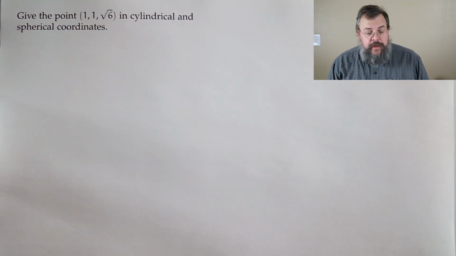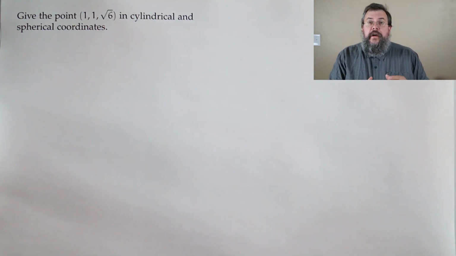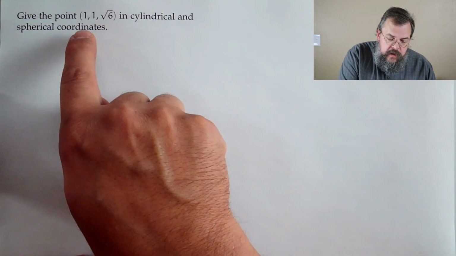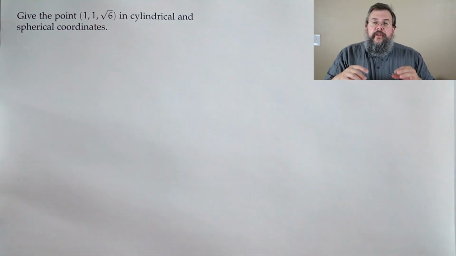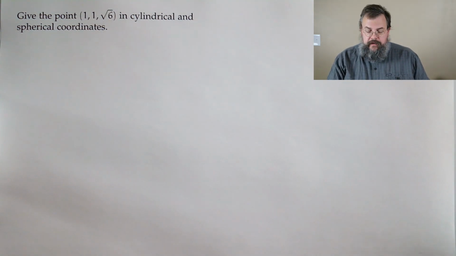So for our first problem, give the point (1, 1, root 6) in cylindrical and spherical coordinates. Now, when you see something in the form parenthesis, number, comma, number, comma, number, that's how we represent things in Cartesian coordinates. So what do we have?